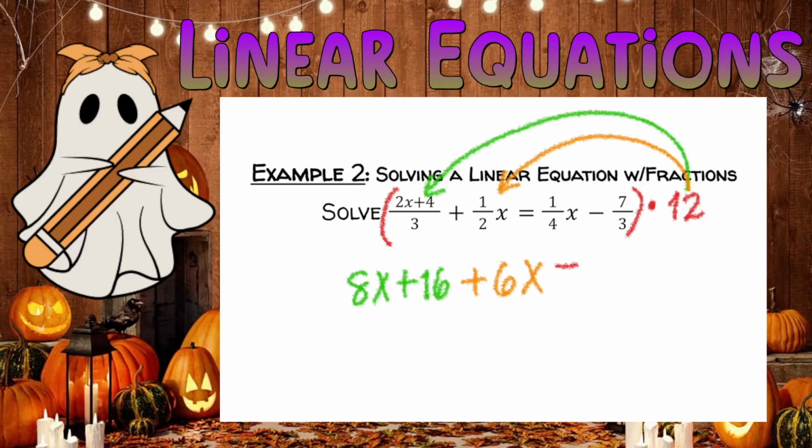Next, we have 12 times 1/4 x. So I'm going to reduce 12 and 4. That's 3. 3 times 1 times x is 3x. And last, 12 times 7/3. I'm going to reduce 12 with 3. That's 4. And 4 times 7 is 28.